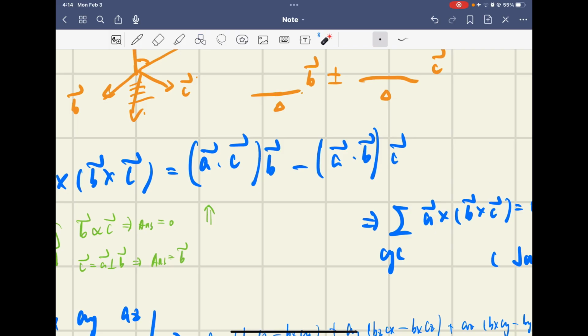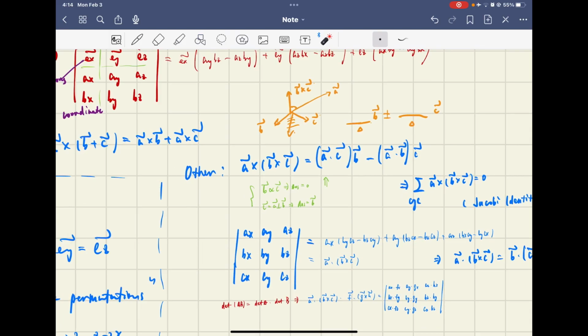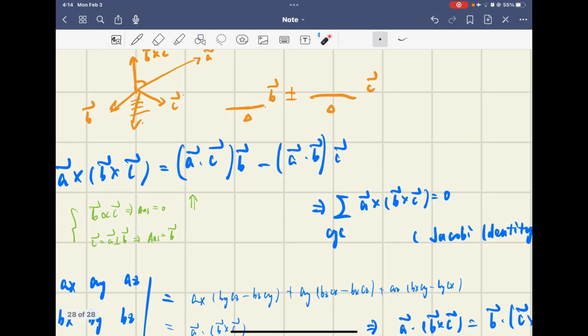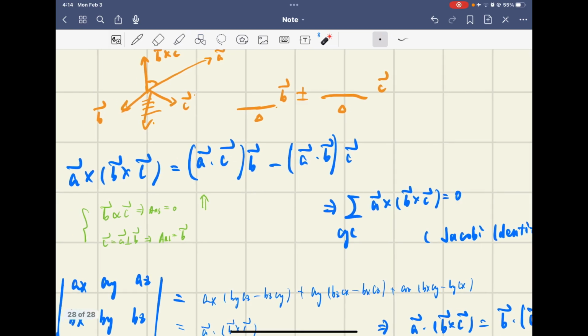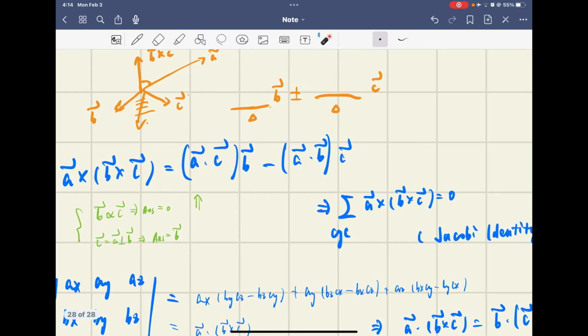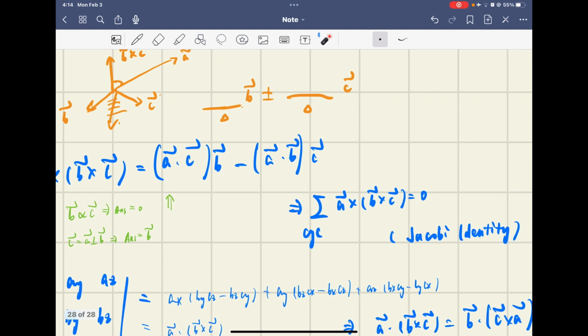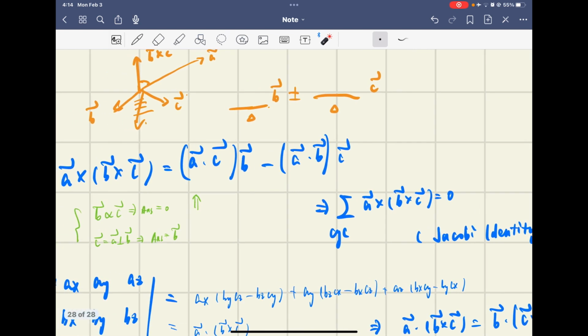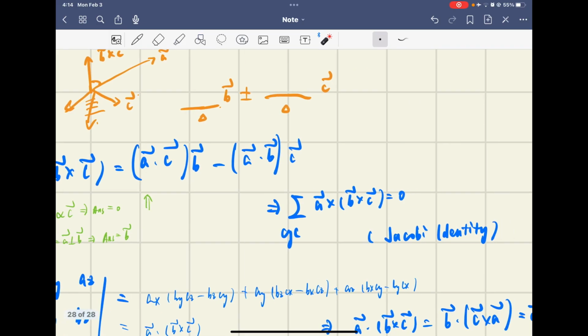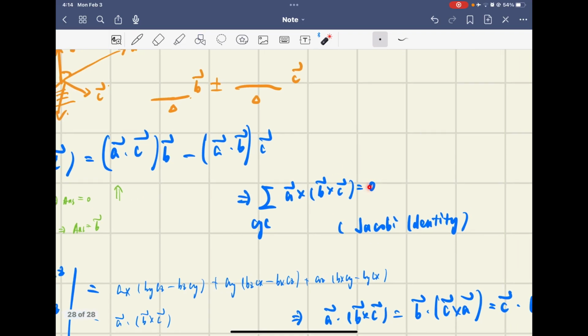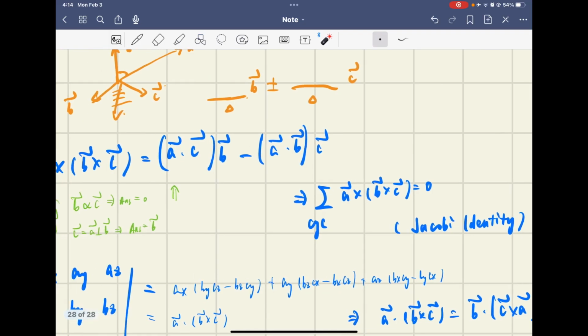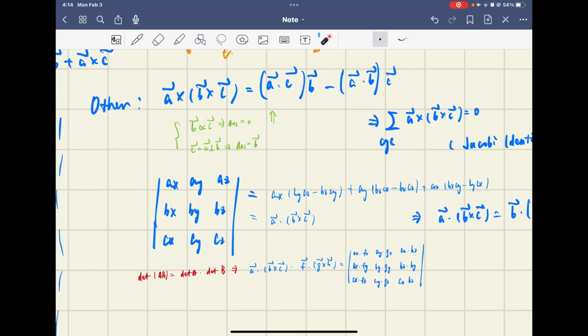So that's how we figure out the formula intuitively. Okay, so after we have this formula here, we can know that since the expression is cyclic, meaning that if we change from a to b, b to c, and c to a, the expression will hold true again. So the sum of all the cyclic permutations of this expression will equal zero. This is very useful, and this is called the Jacobi identity. It's very, very useful. Okay, so here's our first property.